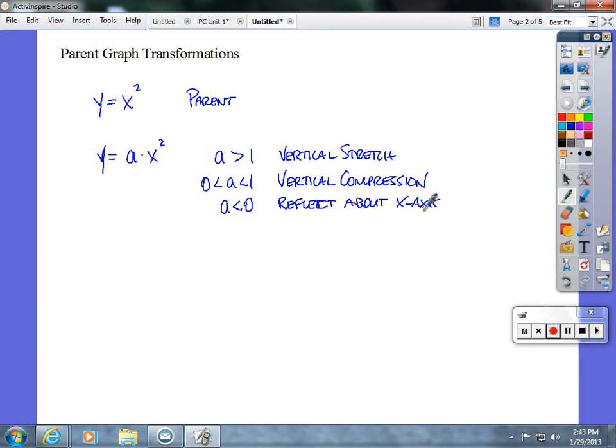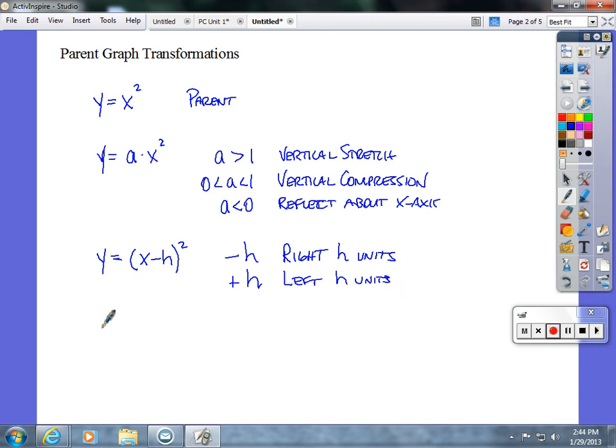Moving on, we could have a horizontal shift, which would be y equals x minus h quantity squared. And again, there are specific details here. If it is a minus h, then it will be opposite of what we're thinking and horizontal. So that will move us to the right h units. And if it's a plus h, that will move us left h units.